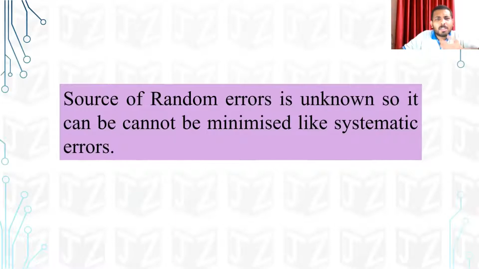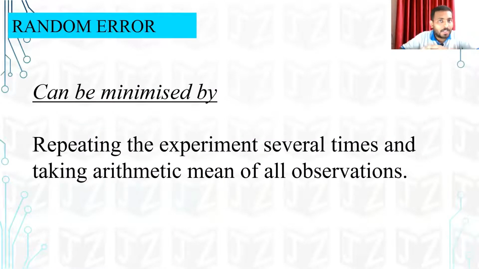So how can we minimize random errors? There is a method for it. We have to repeat the experiment several times and take the arithmetic mean of all the observations. And thus we can minimize random errors.